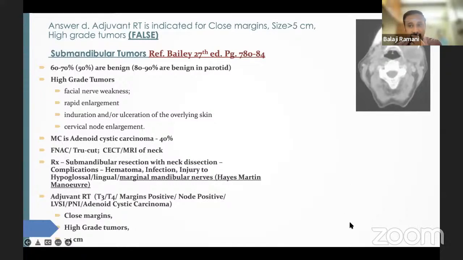But otherwise, this is definitely not a parotid tumor. This is a submandibular tumor only. So you can see that there is a large swelling in the left submandibular area. Now, this side, what you can see here on the right side, that is a normal submandibular gland.